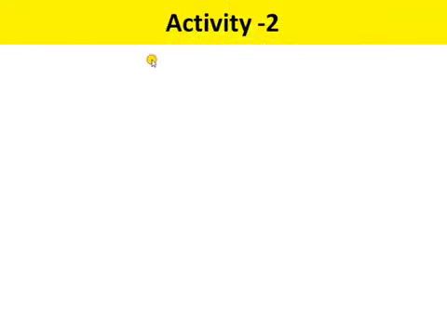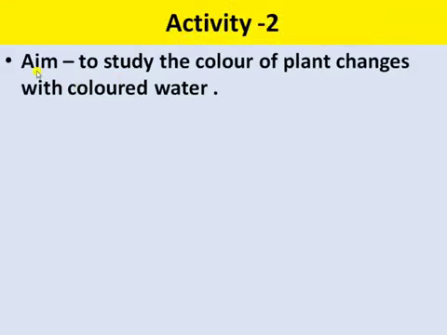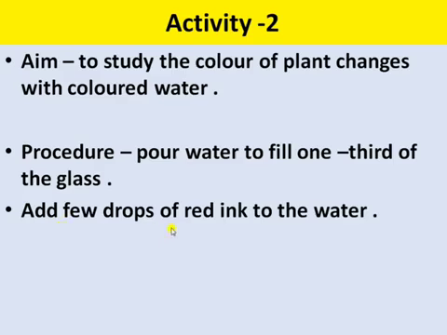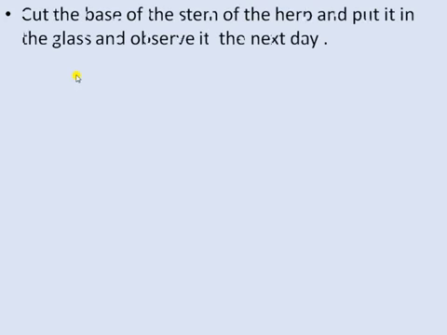Next is the second activity. The aim of the second activity is to study how the color of the plant changes with colored water. The procedure is, pour water to fill one third of the glass. Second, add a few drops of red ink into that water. After that, cut the base of the stem of the herb, or you can take any plant, put it in the glass and observe it for the next day.